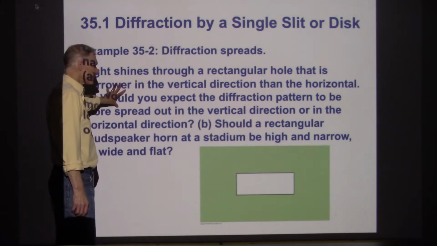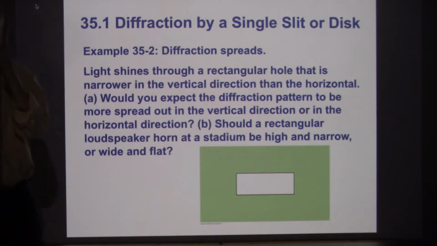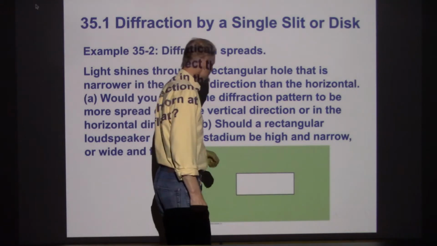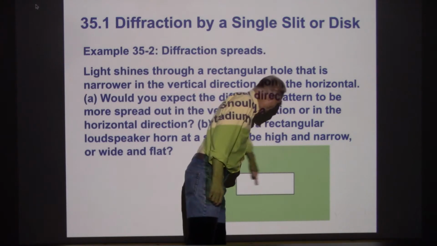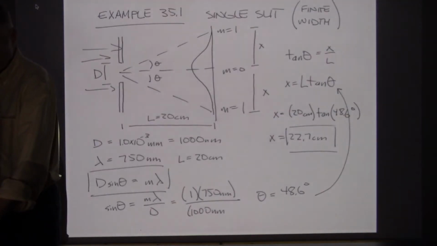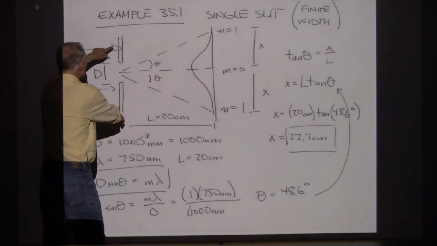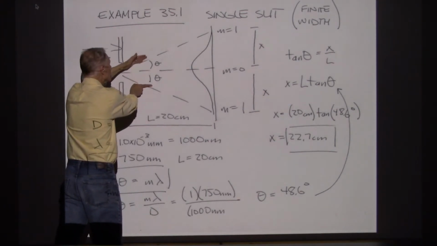Now this is an interesting conceptual question. Let's take a look at this opening. What we're used to seeing are these really thin, narrow openings, and the diffraction happens along the narrow opening. This one is fairly narrow in this direction, but it's pretty broad here. So that raises the question, what does happen if I make the opening more narrow? Do the angles get smaller or do they get bigger?